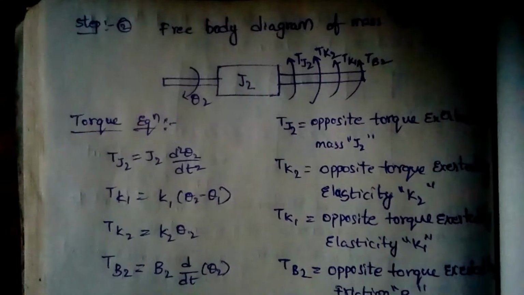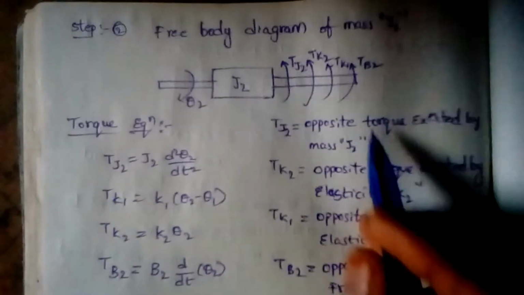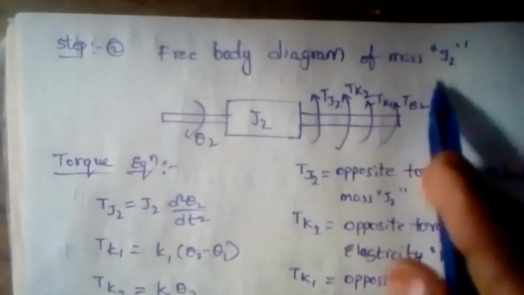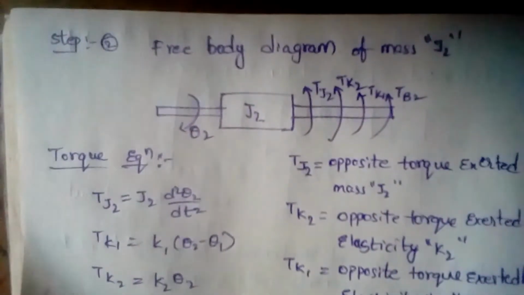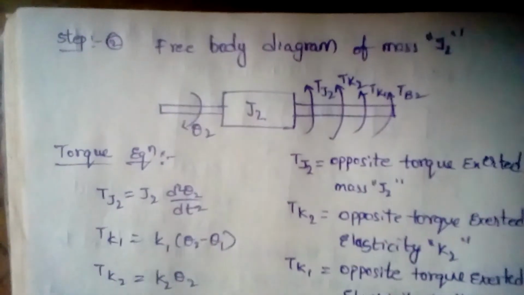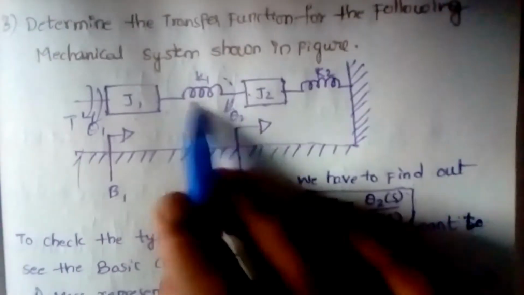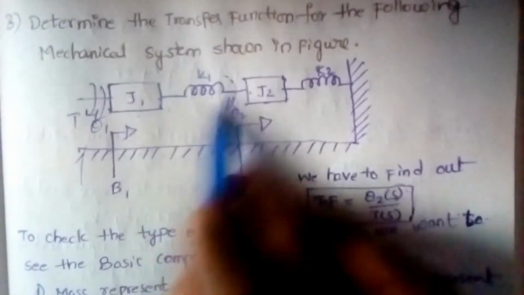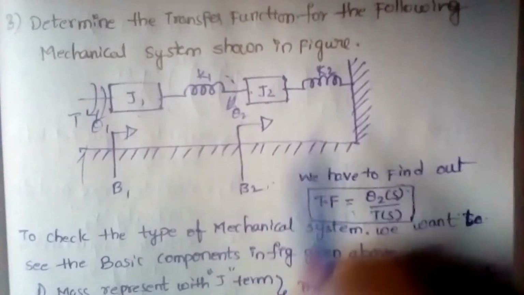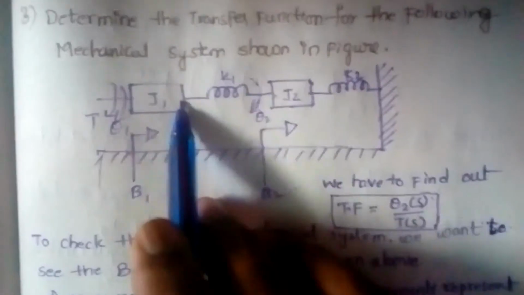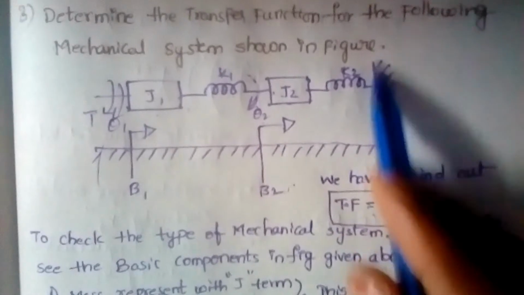Step 2. Free body diagram of the mass element J2. Here we have to see the applied forces and the opposite force according to Newton's second law. Here the spring elasticity is the opposite torque, then friction B2 and K2. In K2 you can see the spring. There are two springs, one is tied with both sides and another is only tied to reference.